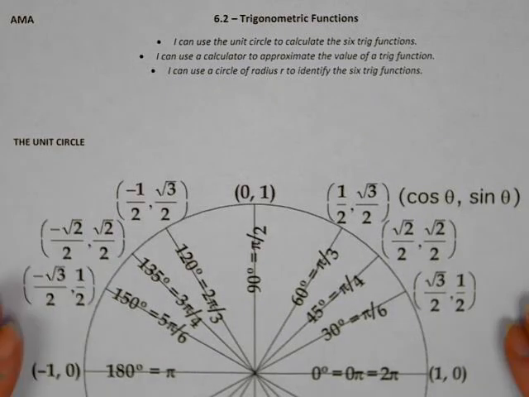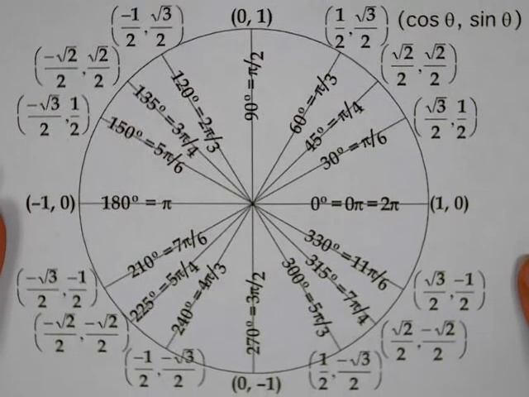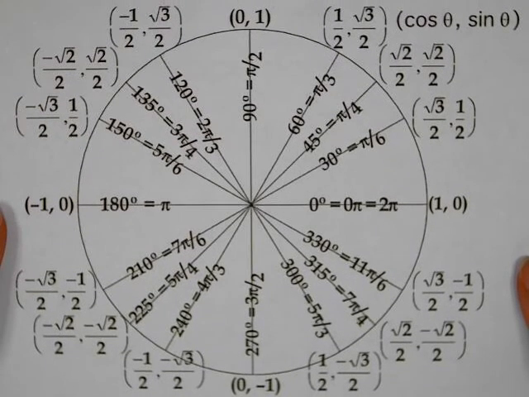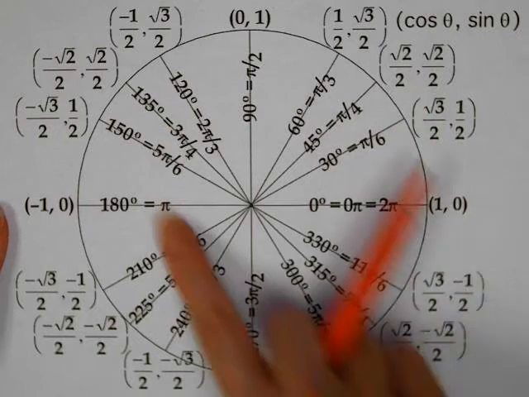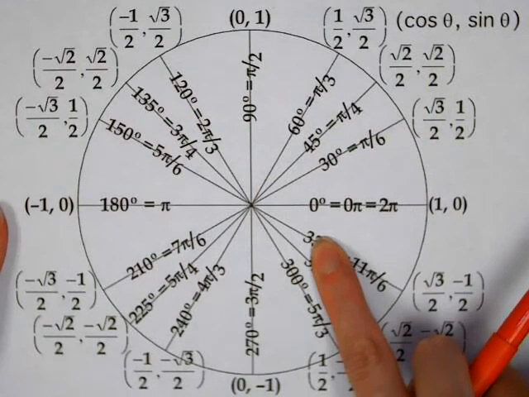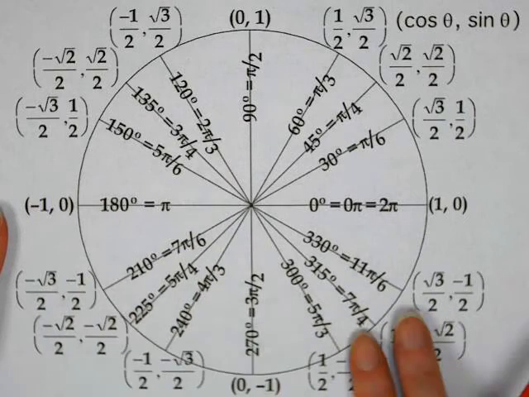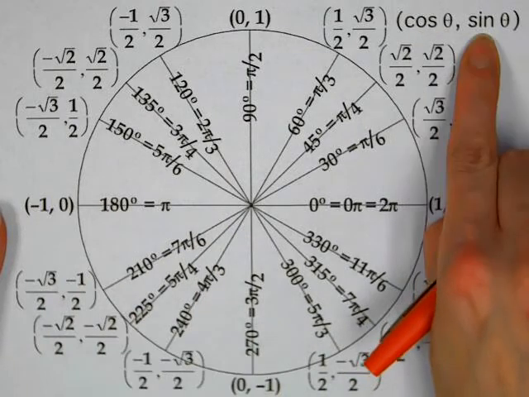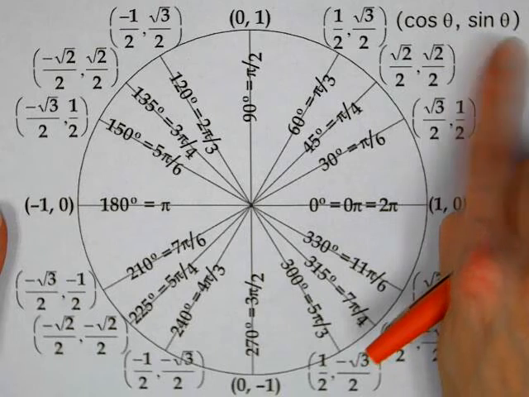I'm going to make a separate optional video on filling out the unit circle in case anybody didn't remember how to do that. But just a reminder, the angles are in degrees and radians written out, and all of the coordinates, all of the ordered pairs, x comma y, are always cosine comma sine. So the x value is cosine and the y value is sine.